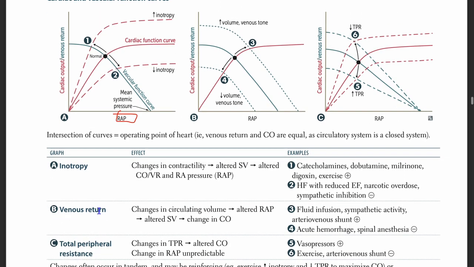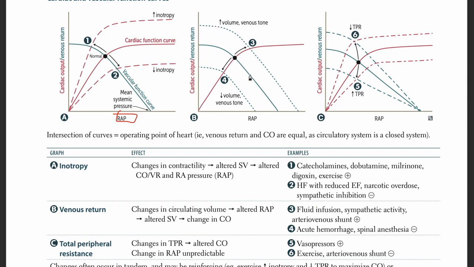Then you have venous return. On this one, there are changes in circulating volume, altered right atrium pressure, so altered stroke volume as well, because whatever's coming is what's going to get put out. So change in cardiac output. Okay, so the cardiac output is normalized here, but venous return can increase or decrease according to the volume.